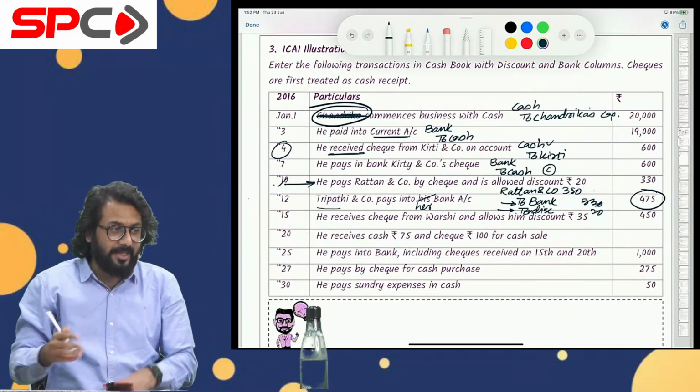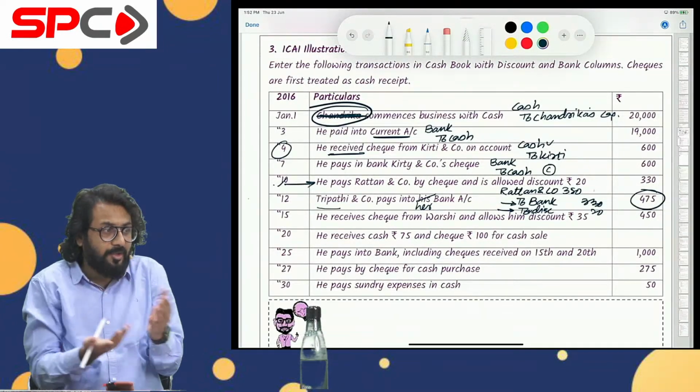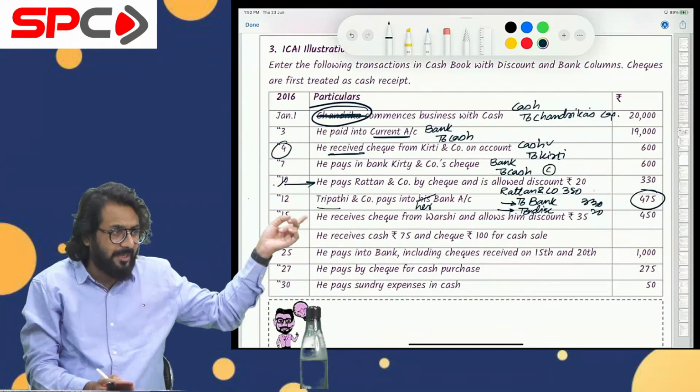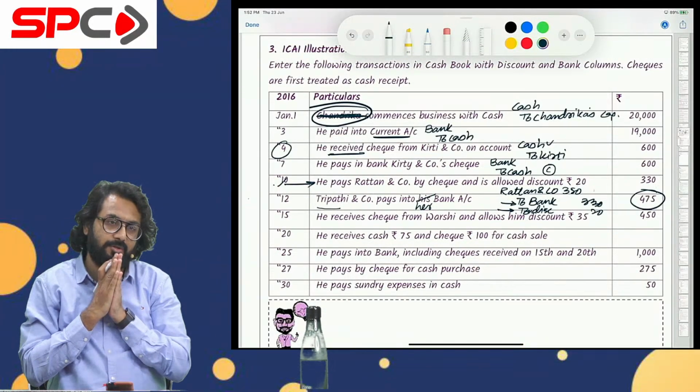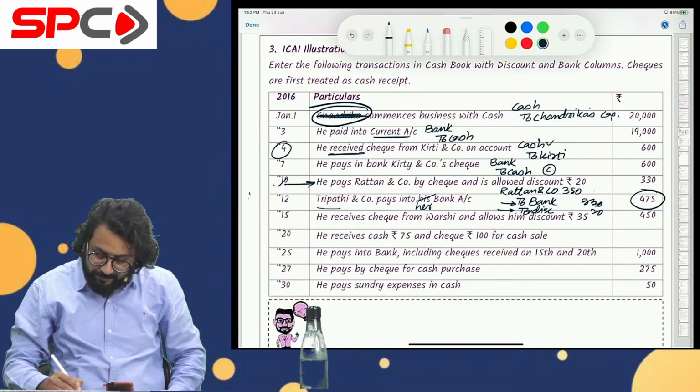Similarly, if you deposited the money, I will make an entry bank to Sakshi. In the similar case, in Chandrika's bank account, who deposited the money? Tripathi. So my entry is bank to Tripathi. Have you all understood? Yes. So it is bank to Tripathi.